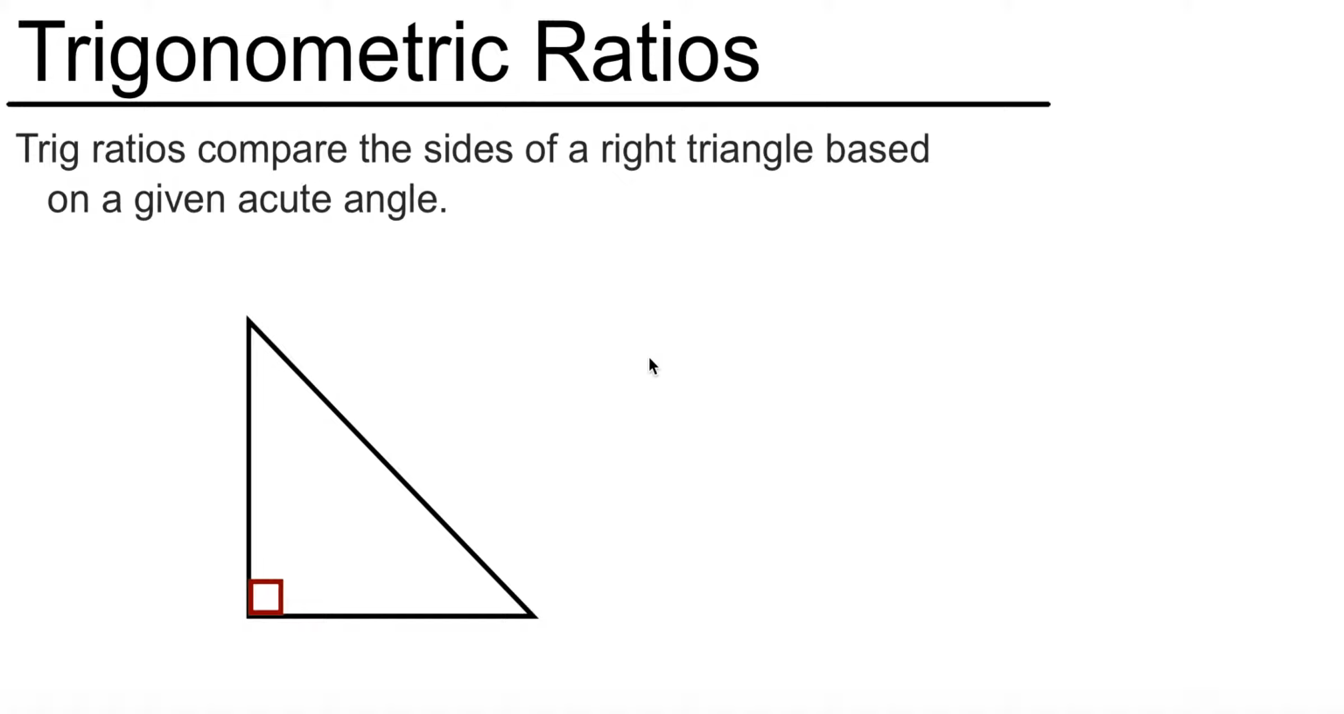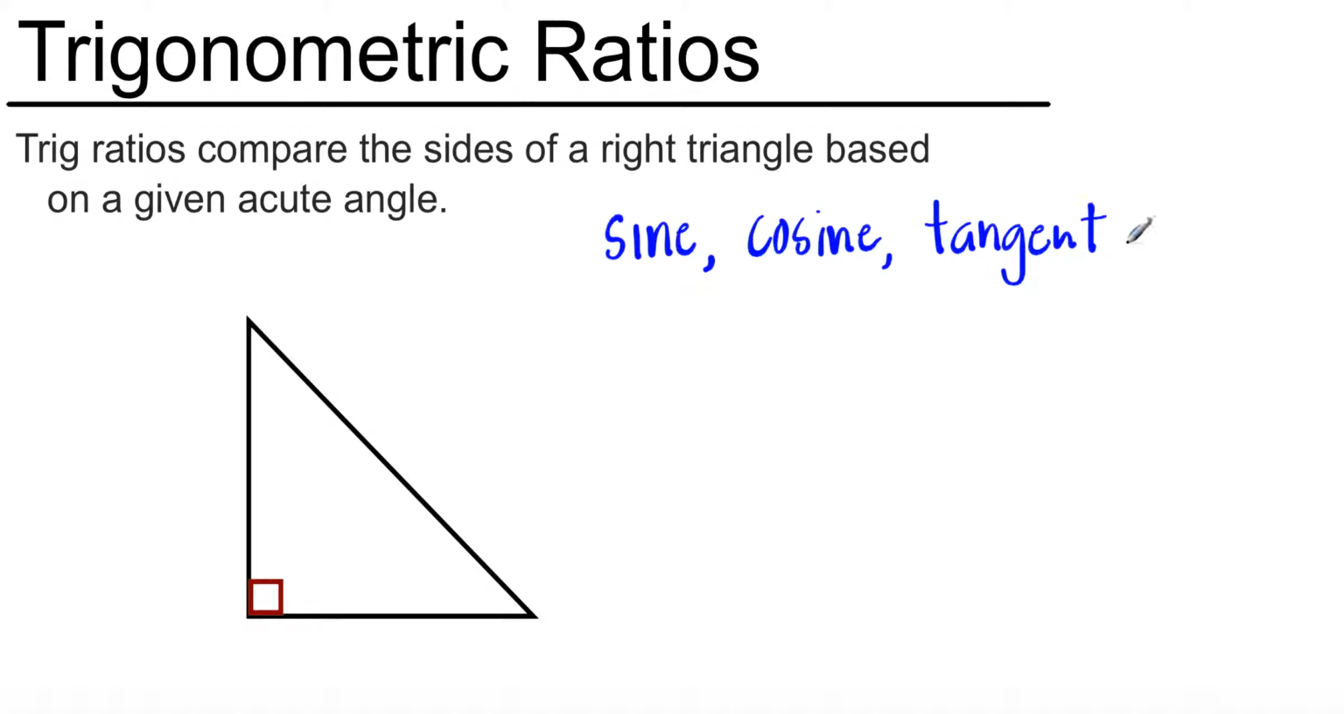There's actually 6 of them. I'm only going to discuss 3 of them with you right now: sine, cosine, and tangent. And they have some abbreviations.